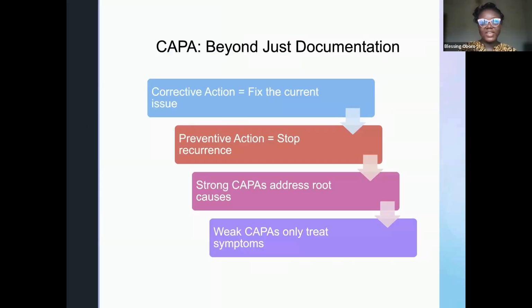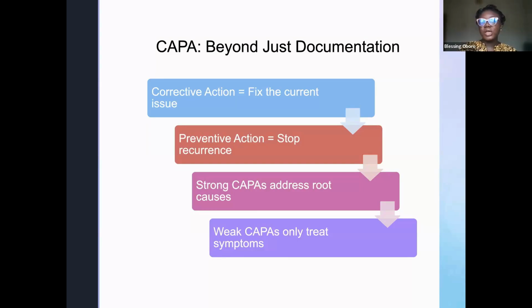Okay, so I put this together just to give us some perspective on CAPA. If we don't know what CAPA is, it is corrective action and preventive action. So corrective action in protocol deviation is you fixing the current issue. It is established that there is already an issue and you are trying to fix it. And then preventive action: the issue might have occurred and you are trying to prevent reoccurrence. You are trying to stop it from happening again.